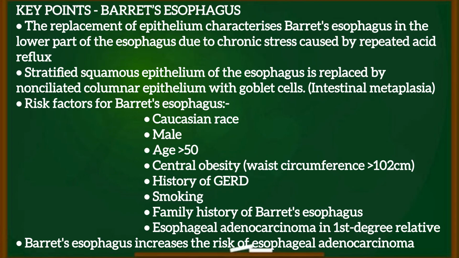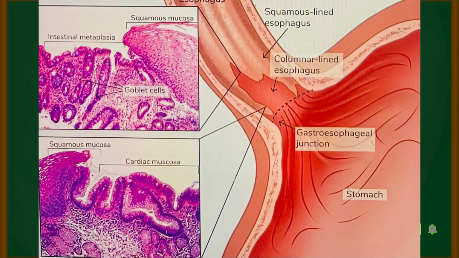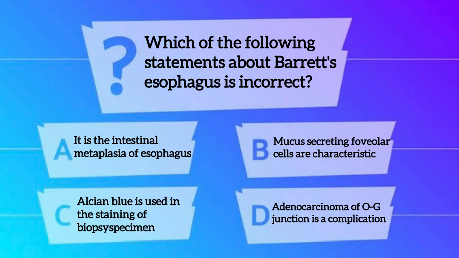The risk factors of Barrett's esophagus are Caucasian race, male, age more than 50, central obesity, waist circumference more than 102 centimeters, a history of GERD, smoking, and family history of Barrett's esophagus or esophageal adenocarcinoma in a first degree relative. So this is a good pictorial description of Barrett's esophagus. So now let's practice a few more MCQs to revise this topic well.